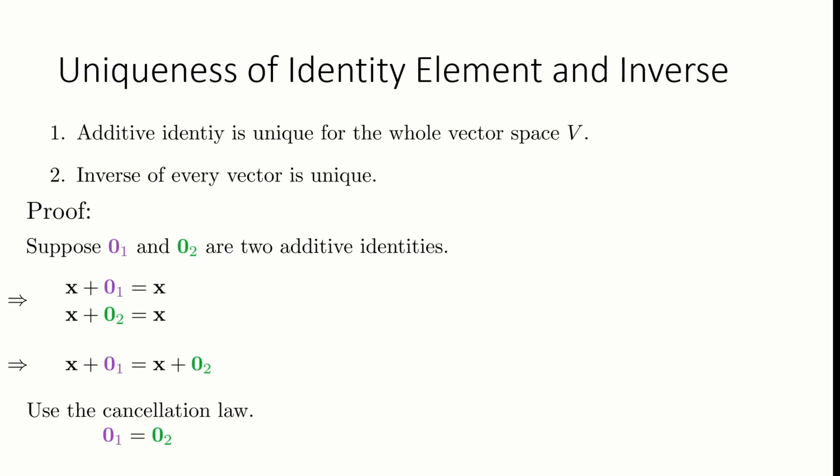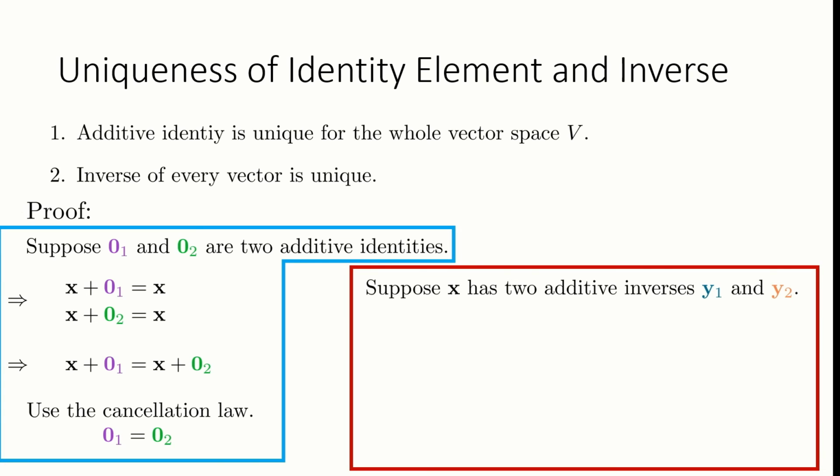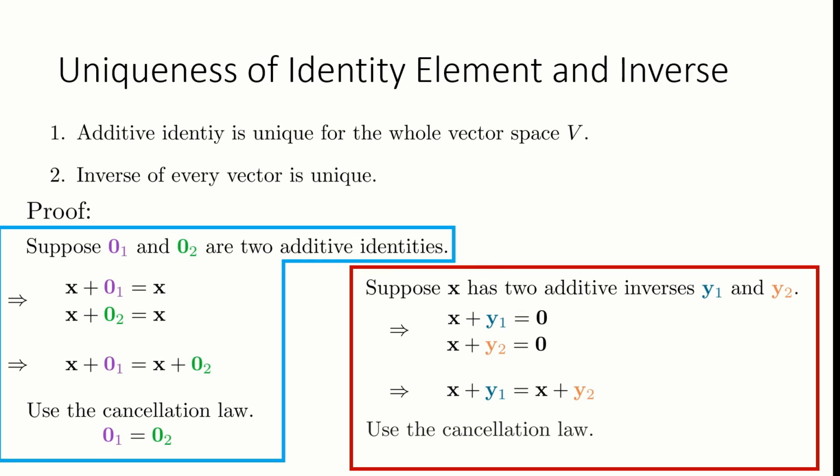Now, we prove that additive inverse of every element is unique. Suppose a vector x has two additive inverses, y1 and y2. This means that x plus y1 is equal to 0 vector and x plus y2 is also equal to 0 vector. This implies that x plus y1 is equal to x plus y2. And from the cancellation law, we can conclude that y1 and y2 are equal.